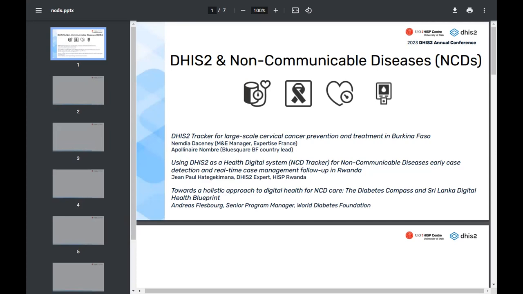So we have three very exciting presentations today, and four different speakers. First, from Blue Square and Expertise France, we'll be presenting on DHIS2 Tracker for large-scale cervical cancer prevention and treatment in Burkina Faso. Nemdia, can you share your slides?